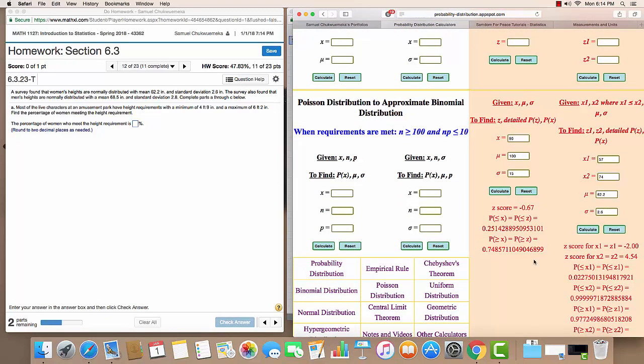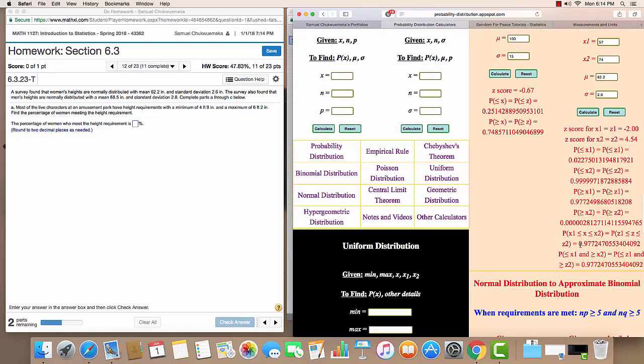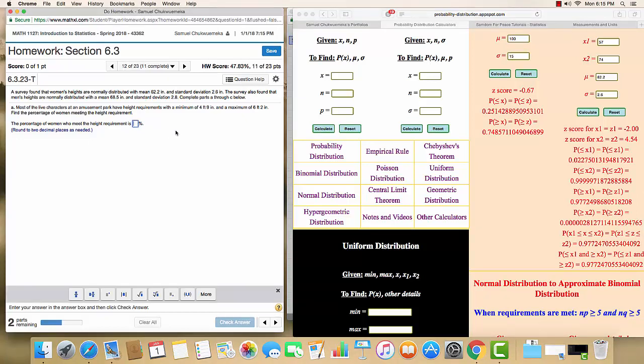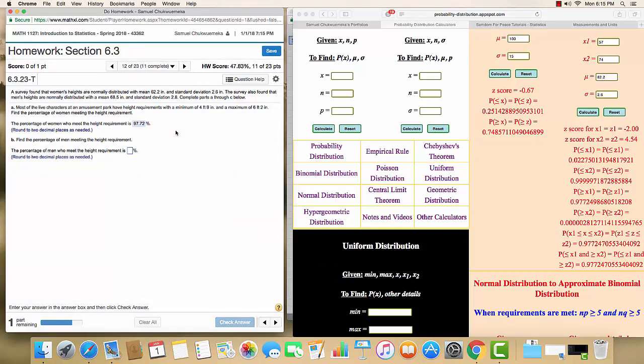Okay. So the between is actually this here, and this is 97.72%. If you convert it to percent, 97.72. Okay.